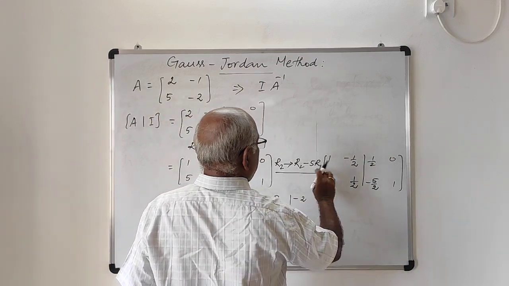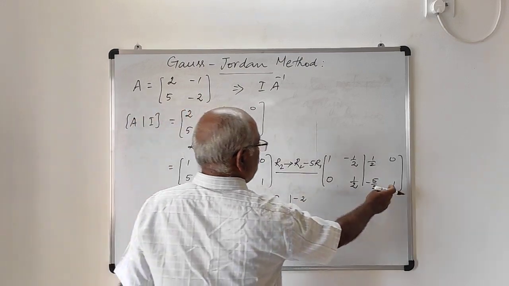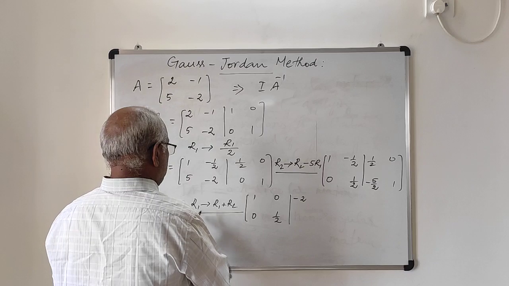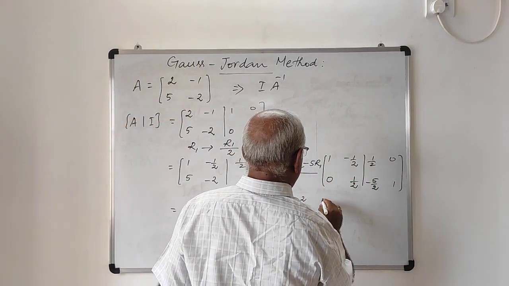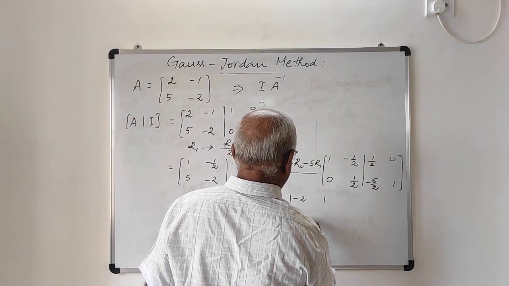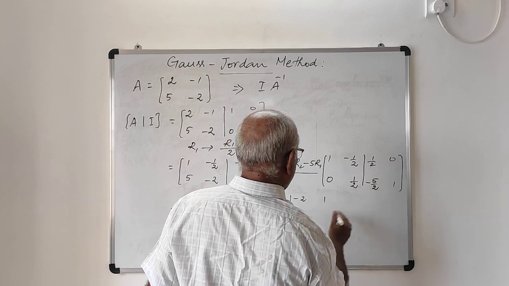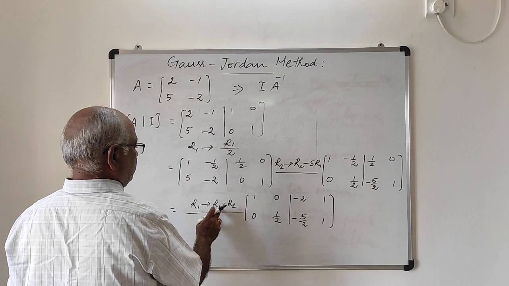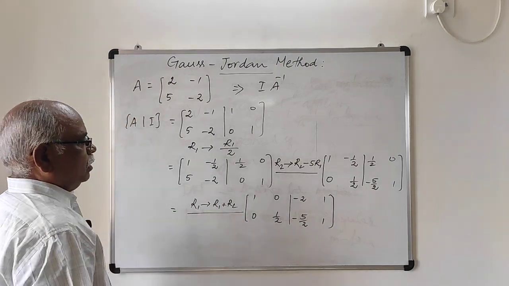Similarly, R1 plus R2, 1 plus 0 is 1. Second row, you convert as it is. Minus 5 by 2, you write as it is in the second row. First row only you have to change by adding R1 and R2.